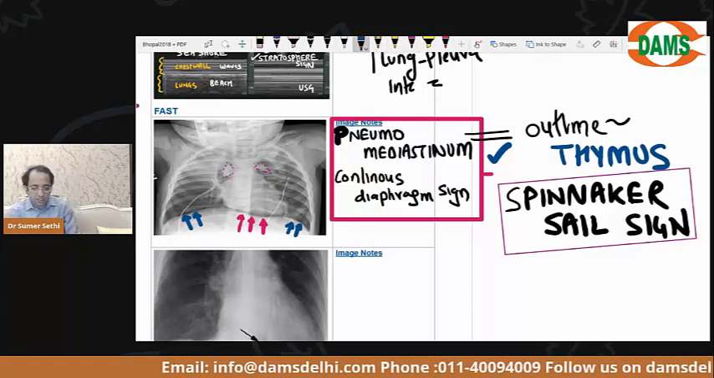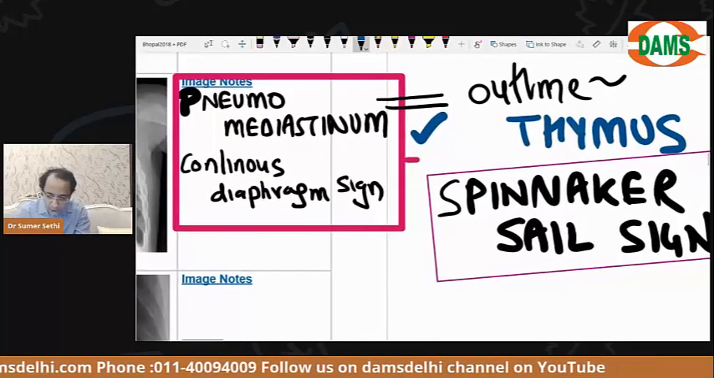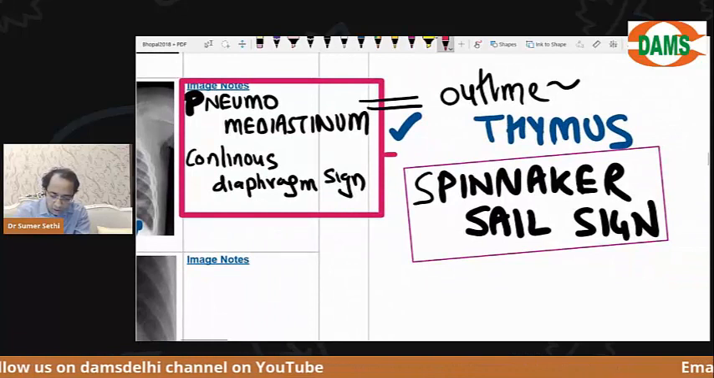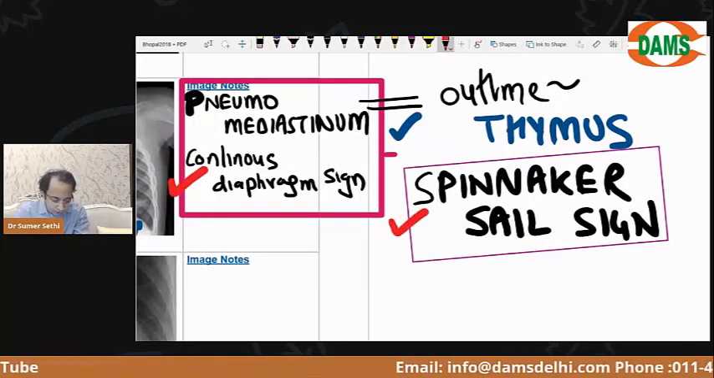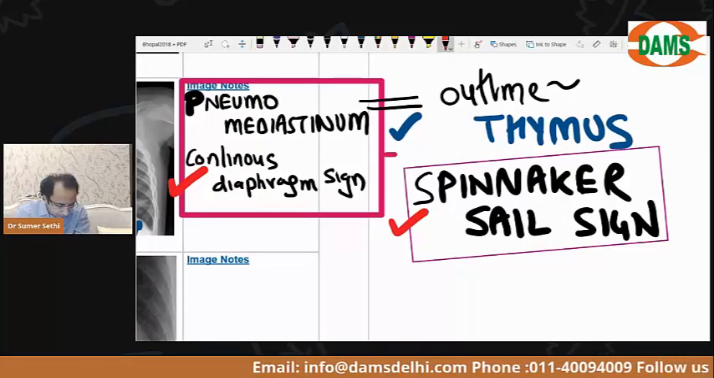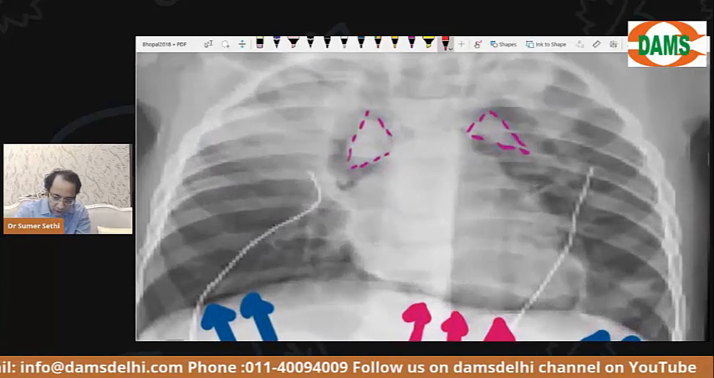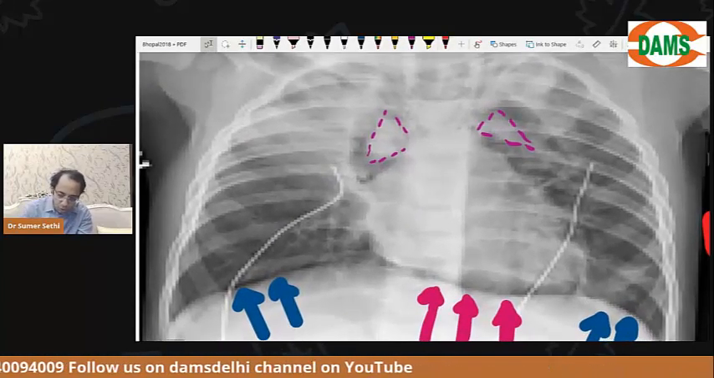Now revise. Name two signs of pneumomediastinum that we have studied so far. We saw the continuous diaphragm sign and we saw the spinnaker sail sign. Okay, so let me show you the spinnaker sail sign again. Can you see now? I'm zooming in to show it to you.